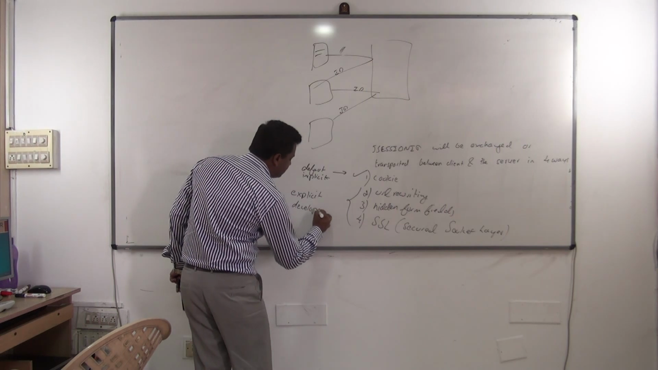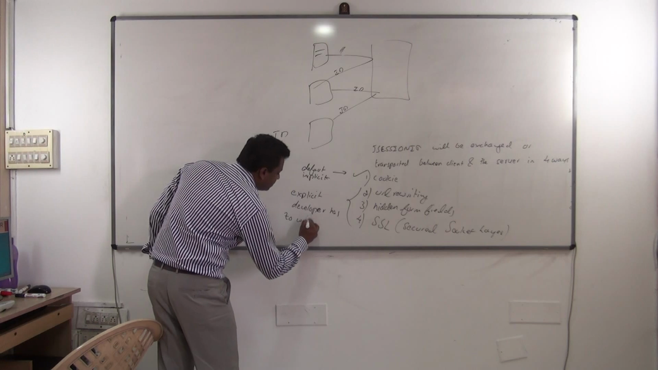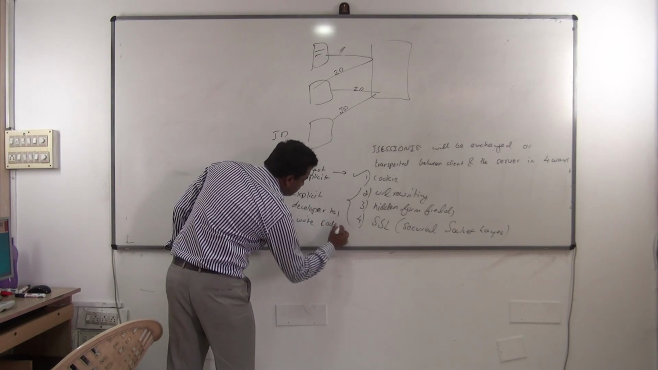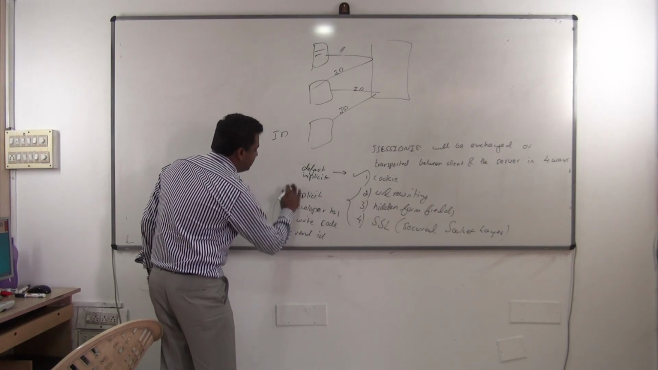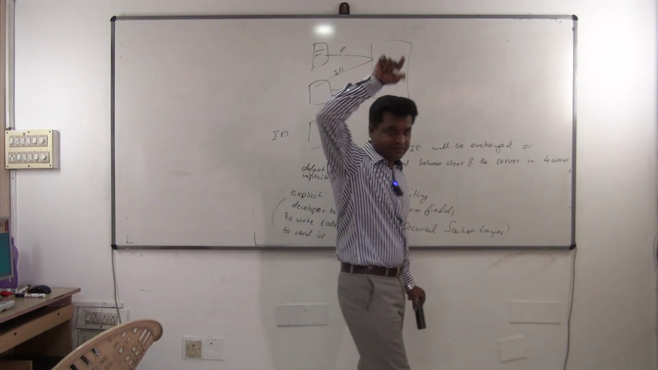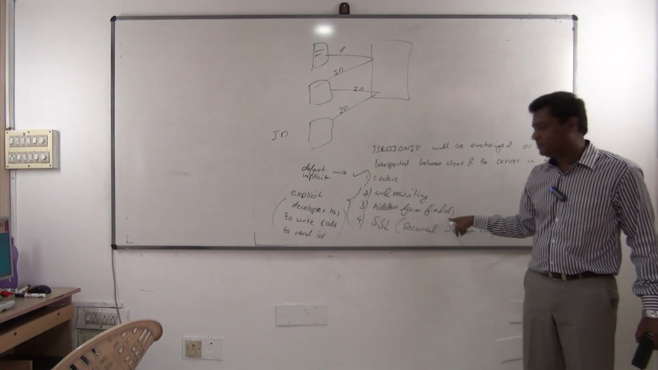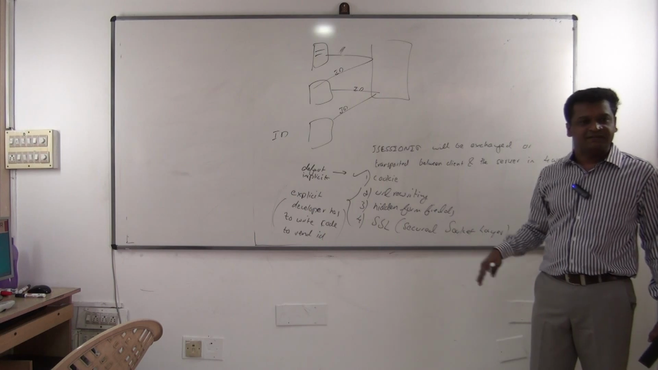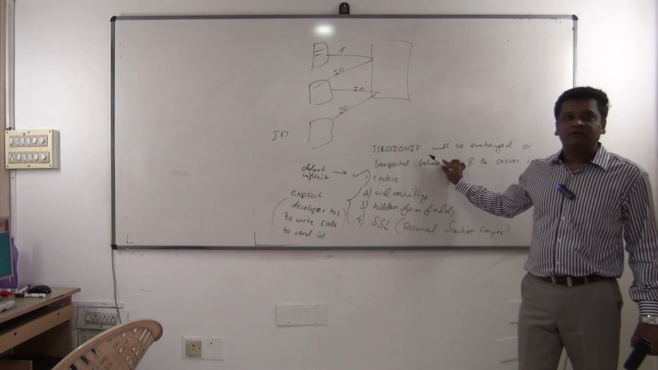Explicit means the developer has to write code to send the ID. The ID goes either in the URL, which you know, at the top. There, I'll show you, you'll understand. Or in the body part, hidden form fields. Or in the SSL. I'll show you with an example only, you'll understand. Are you clear? So this I have to show you now.